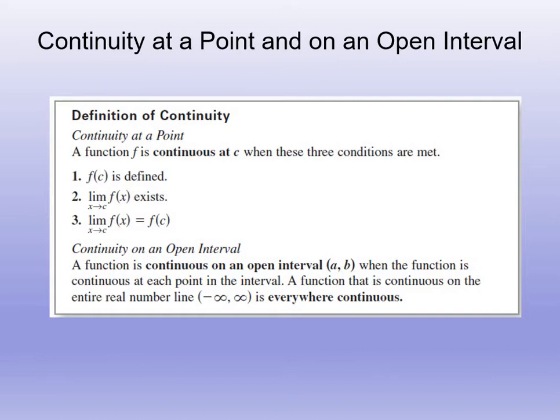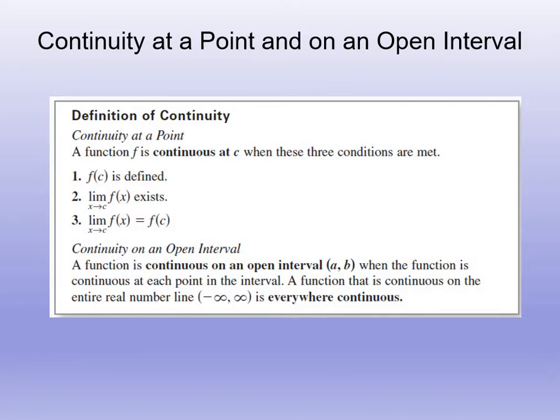F of c is defined. The limit of f of x exists, okay? And the limit equals the value of the function evaluated at c. So this is how we define that it's continuous. All right, so on your homework assignment, have these three things written down. And you are going to go through all three of these checks to see if a function is continuous or not. So you might have to analyze it graphically or analytically to solve all of these.